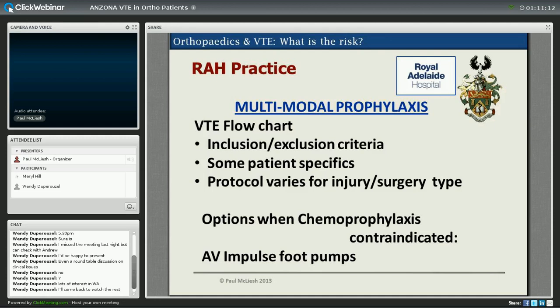The main part of the flowchart was there's some options when chemo prophylaxis was contraindicated, and that's the example I used with the pelvic injury. All right, thanks, Wendy. So for those window periods when you can't use chemo prophylaxis, we used the AV impulse foot pumps for those as well.